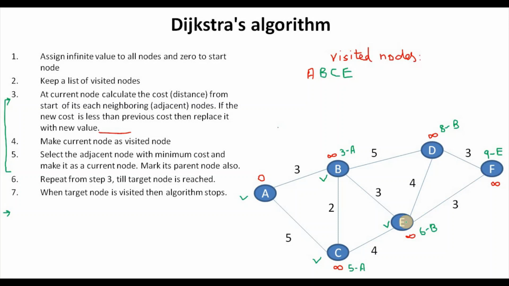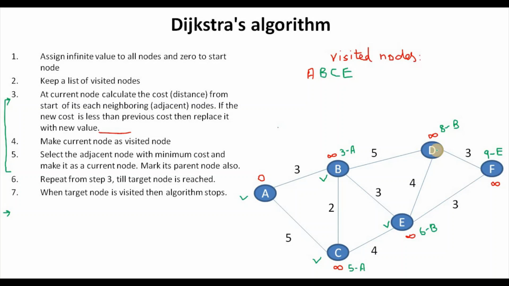The next step says that select the adjacent node with minimum cost and make it as a current node. So now we see that from E, which node has the minimum cost. We don't look here because A, B, C, they are already visited, so they cannot be further changed. The only two nodes which have not been visited are D and F, and we see which one has a minimum cost, which is 8 and 9. So it means D has a minimum cost, which is 8. Now we move from E to node number D.